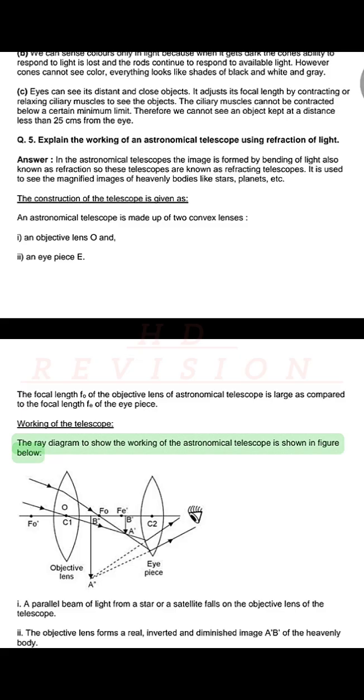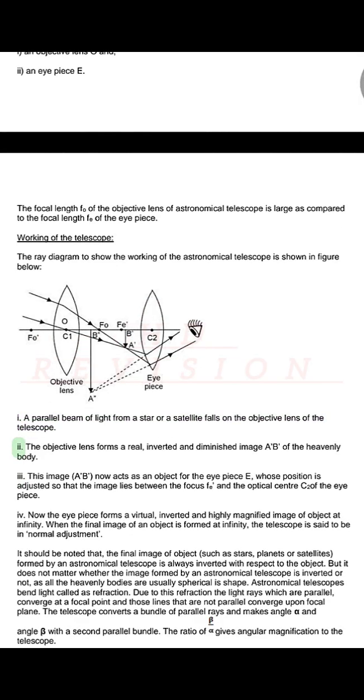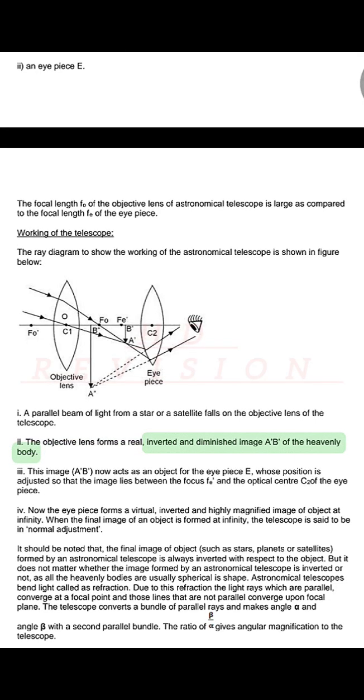The ray diagram to show the working of the astronomical telescope is shown in the figure below. A parallel beam of light from a star or a satellite falls on the objective lens of the telescope. The objective lens forms a real, inverted and diminished image of the heavenly body.